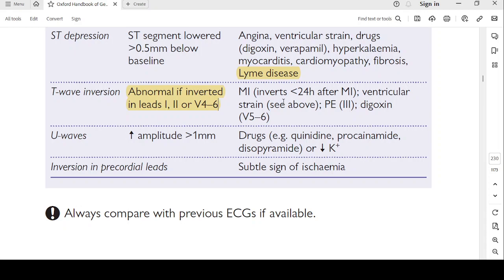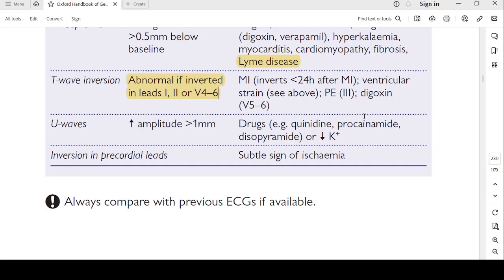Ventricular strain. We have seen the causes of ventricular strain that can lead to ST depression and T-wave inversion in right and left ventricular strains. Whereas in right ventricular strain, the T-wave inversions will be in V1 to V3, and in left ventricular strain, the T-wave inversions will be in V4 to V6. Pulmonary embolism, in lead 3, you have a T-wave inversion.